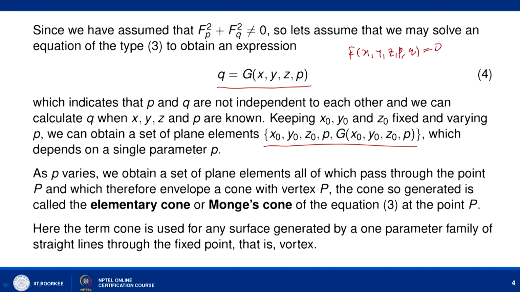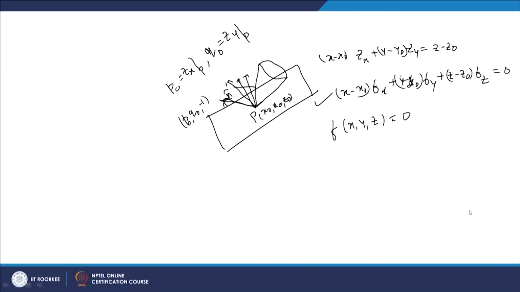So, that we are writing it like this: as p varies, we obtain a set of plane elements, all of which pass through the point p and which therefore envelop a cone-like figure whose vertex is p, and the cone so generated is called the elementary cone or Monge's cone, right. And this is the Monge's cone defined at the point p. So, the cone is like this, this is what we call Monge's cone.